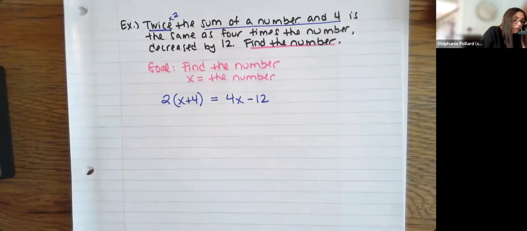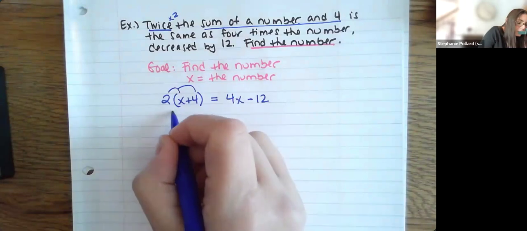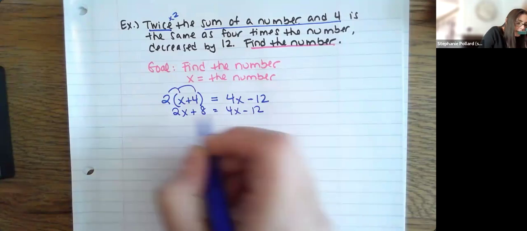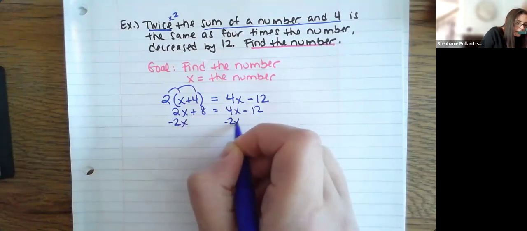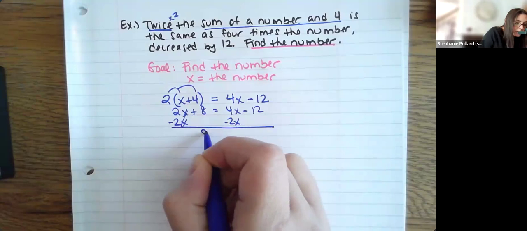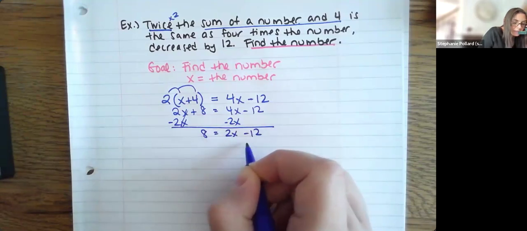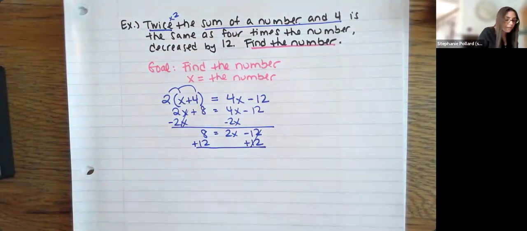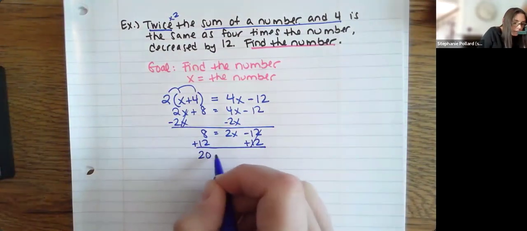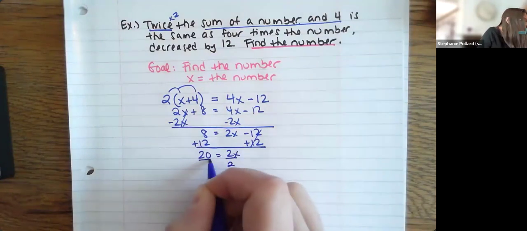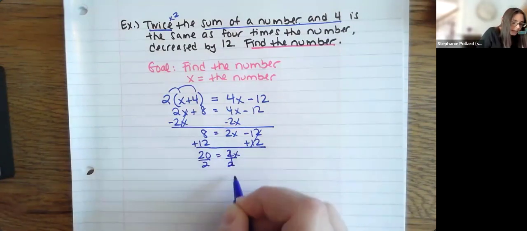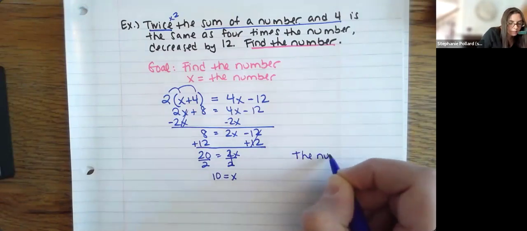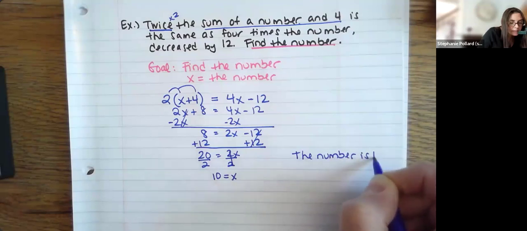And now I can go ahead and solve. I'm going to start by distributing. I have 2x plus 8 equals 4x minus 12. I'm going to subtract the 2x from both sides. Now, again, you may want to pause the video and do some practicing here. You should get the same answer as me, even if we solve in a little bit different order. I'm going to add 12 after that. So I have 20 equals 2x. Then I'm going to divide both sides by 2, and I get x is equal to 10. So the number here that I was looking for is 10.